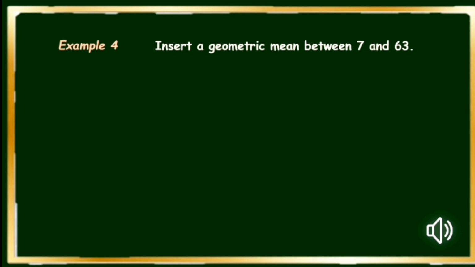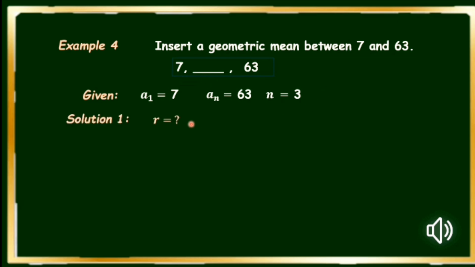For our next example, insert a geometric mean between 7 and 63. So we have 7, blank, 63. What is this term here? We are given that a sub 1 equals 7, a sub n is equal to 63, and n is equal to 3. 1, 2, 3. There are 3 terms.